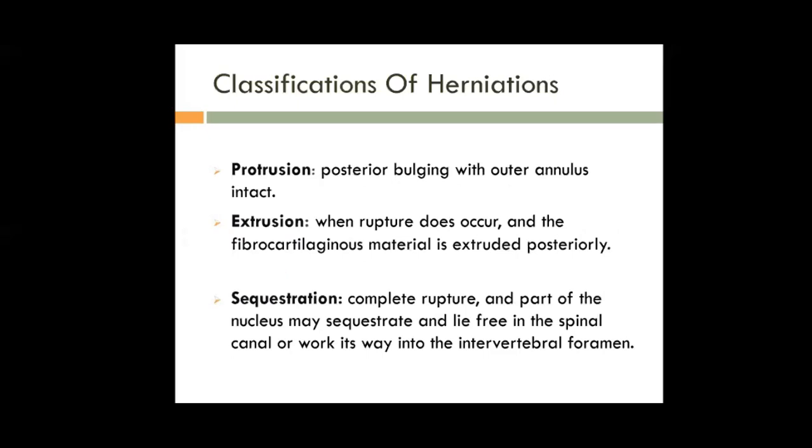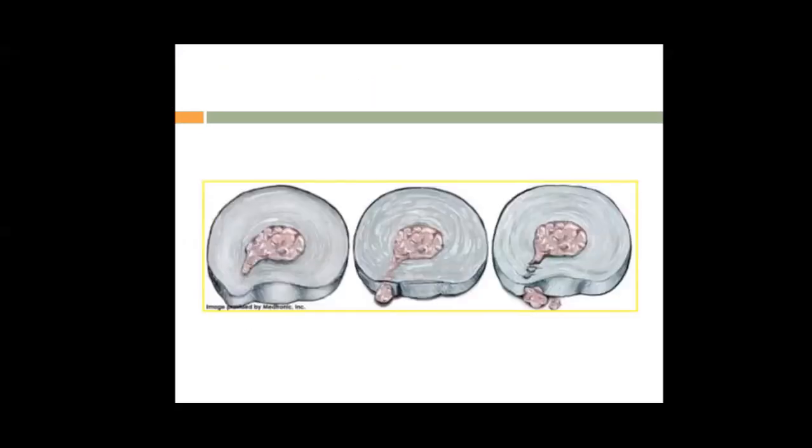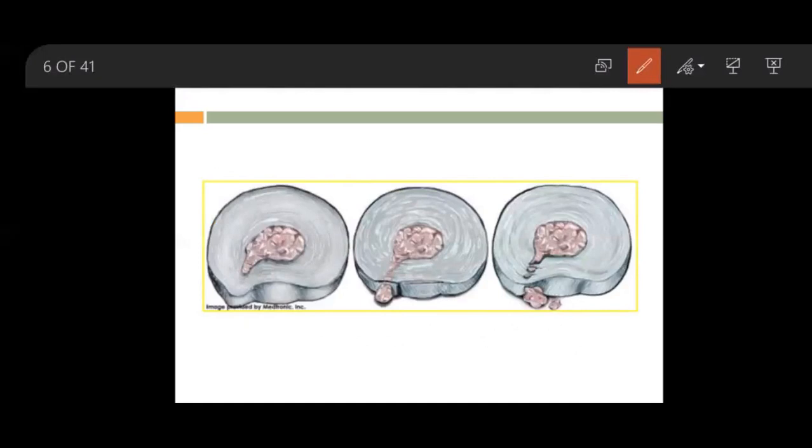The classification of herniation, as we said: protrusion, where the annulus remained intact but the nucleus pulposus bulged through it. Or we can have extrusion, where there is a tear in the annulus fibrosus and the nucleus protruded to the outside but remained connected with the central part of the nucleus. Or it can be sequestrated. Sequestrated means that part of the nucleus pulposus has been separated from its central part and remained free in the canal. Okay.